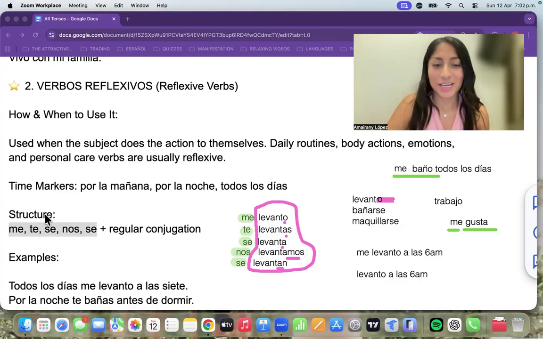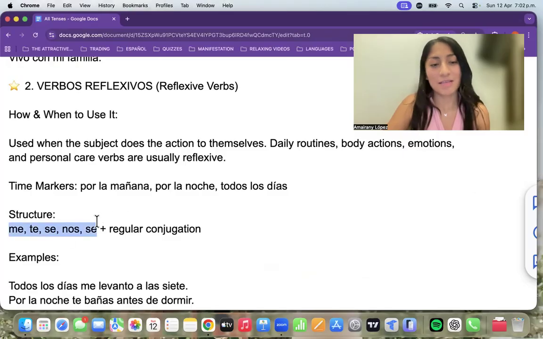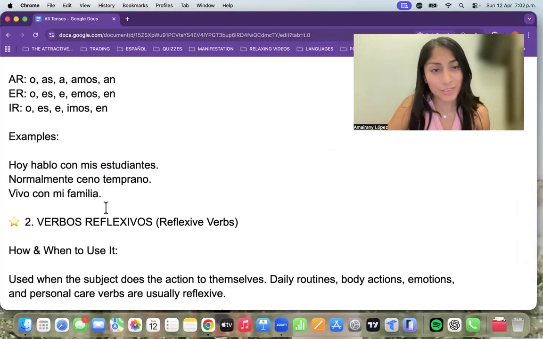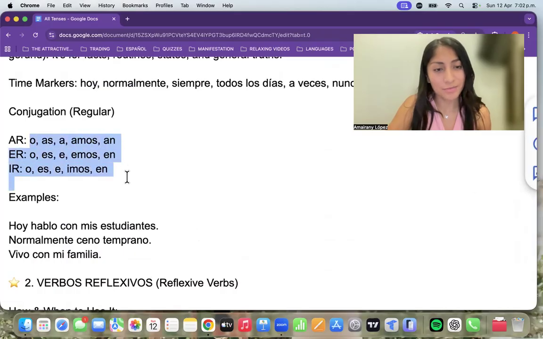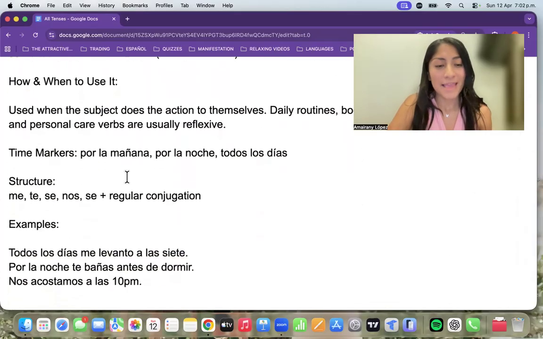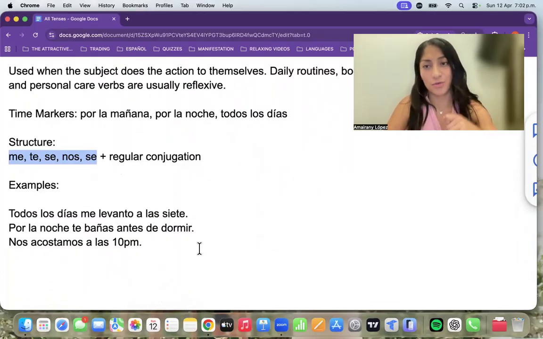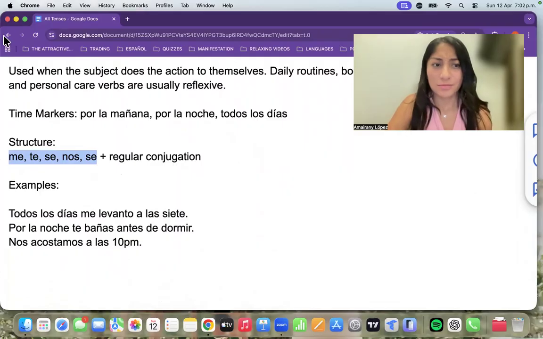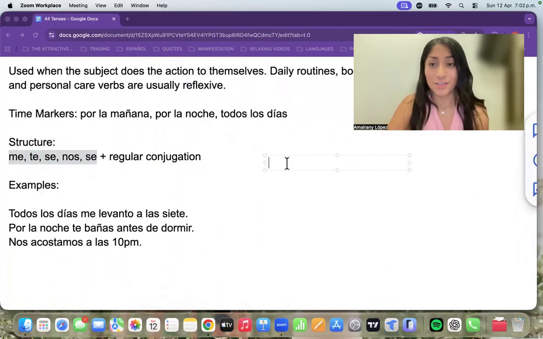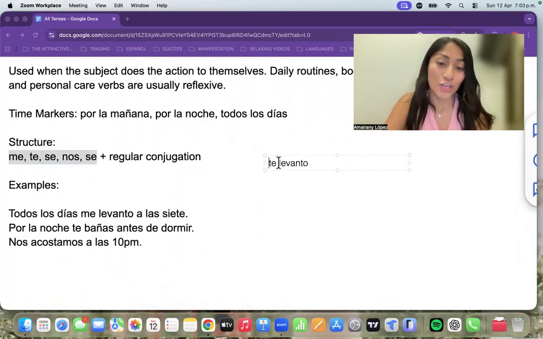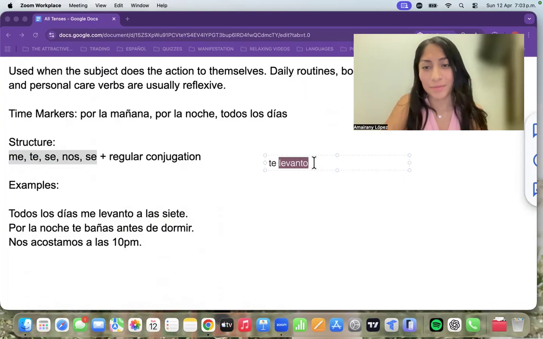Okay, so that is the conjugation. And again, you pretty much have the exact same rules that we do up here, the exact same ones. Now, the difference is that you are going to put that me, te, se, nos, and se according to who does the action to themselves, right? Now, it is also possible to do all these actions to someone else, right? So you could say te levanto, for example, and that would be you, I wake up, right?